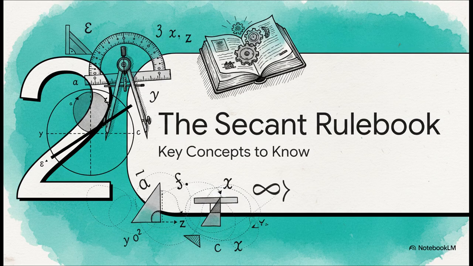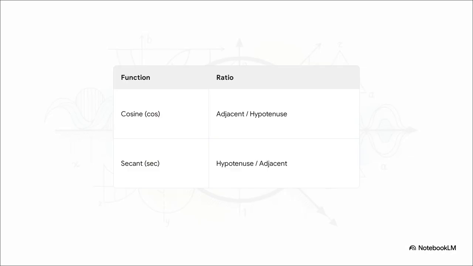Okay, so now that we've been properly introduced, let's get into the secant rule book. These are the essential tools you're going to need to really put it to work. And here it is, you can't get any clearer than this. Side by side, you can see it's the exact same two sides of the triangle, just in a different order. Cosine, adjacent on top. Secant, hypotenuse on top. It's a perfect flip. That's all there is to it.